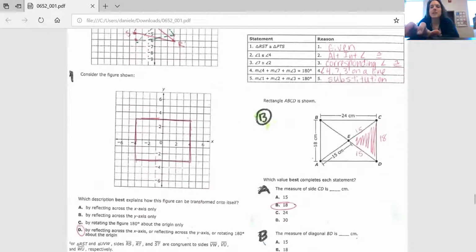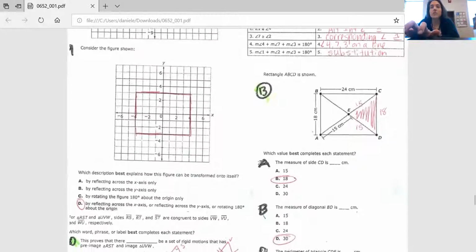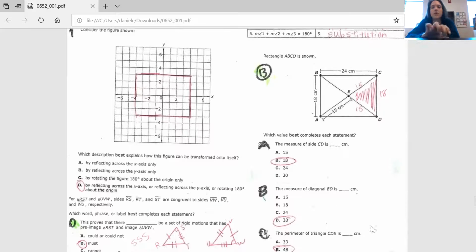And number 13, I'm told I have a rectangle. Now, there's a lot of great properties of a rectangle. I know they're 90-degree angles. The opposite sides are the same. I know the diagonals, these cut-throughs, bisect each other, which means that they are the same on both sides of this point E. So to find CD, I just look at the side opposite of it.